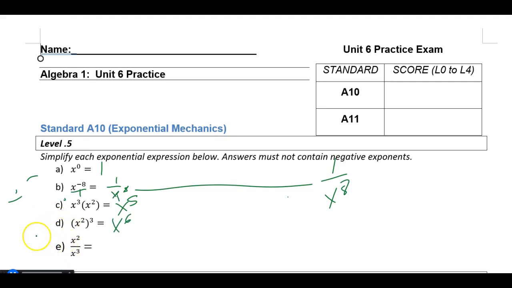This one, quotient, you've got 2 x's on top, 3 on the bottom. When you cross out, you will have 1 left over on the bottom in the denominator.